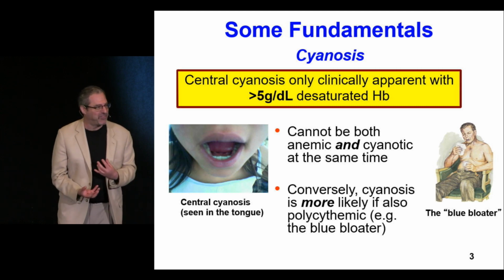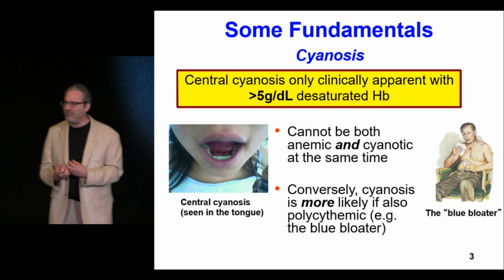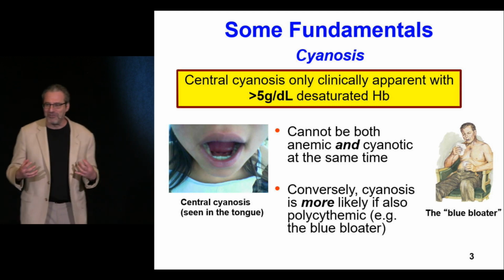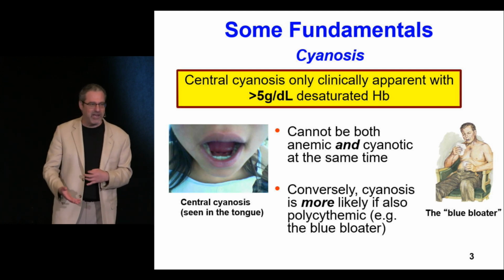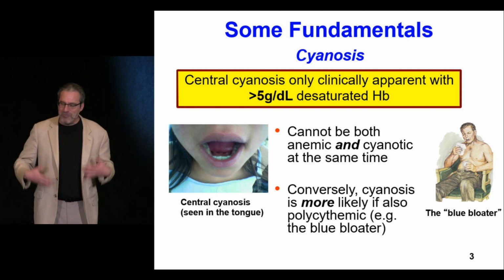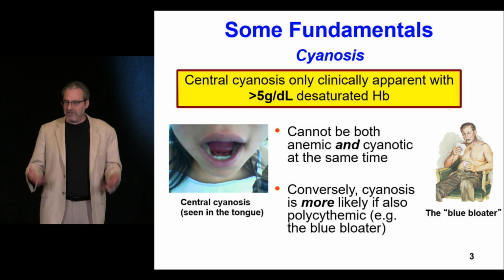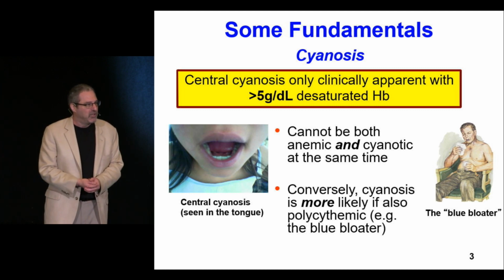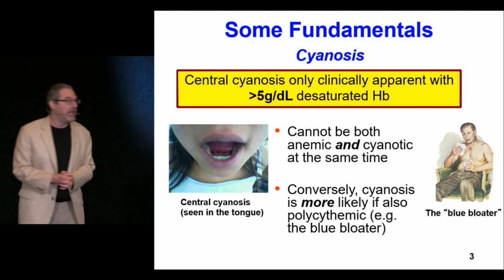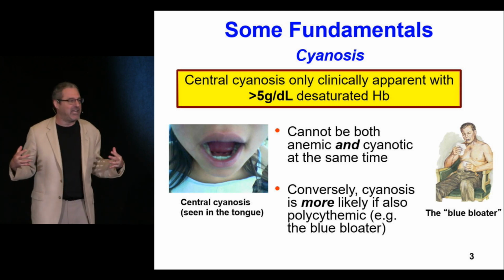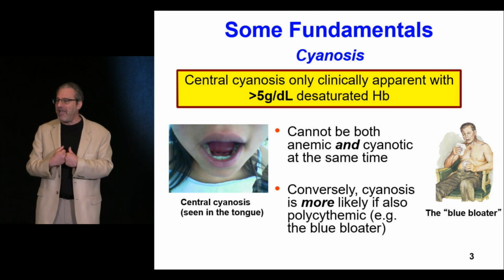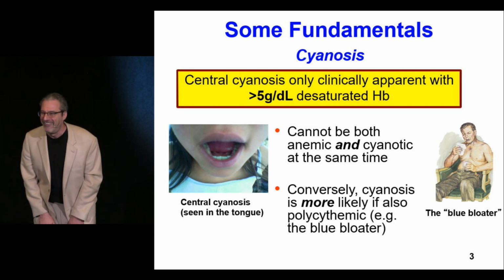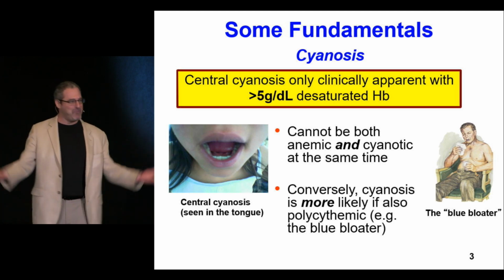Now, the corollary of that, the flip side concept of that, is the blue bloater. We all know what the blue bloater is. This is a person who's been smoking, and they have more and more hemoglobin. Their body's making more and more hemoglobin to compensate for what they're doing. So what's the hemoglobin on a blue bloater? 20, 19, right? You see these very high hemoglobins. So the thing about them is that they always look blue because they've got so much hemoglobin.